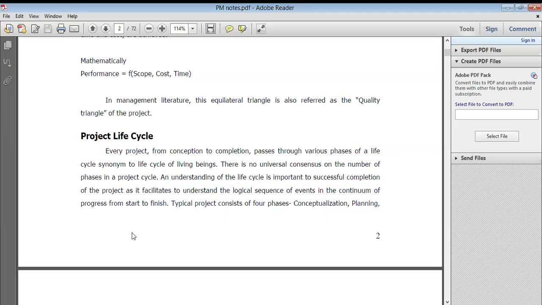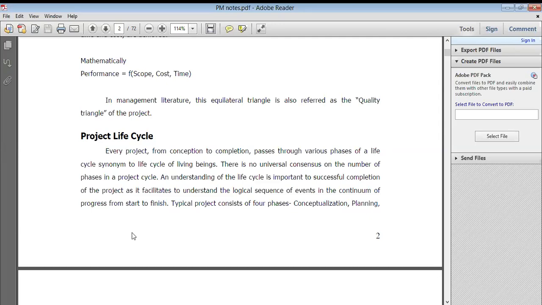So in management literature, this equilateral triangle is also referred to as the quality triangle of the project. And in a one-mark question, they ask you what is the quality triangle, and you need to draw this triangle, right? Scope, time and cost.